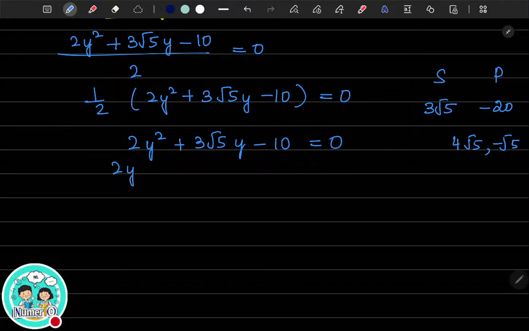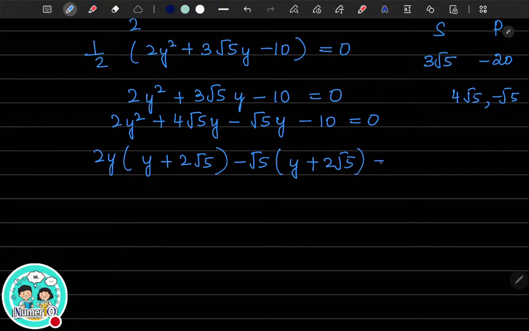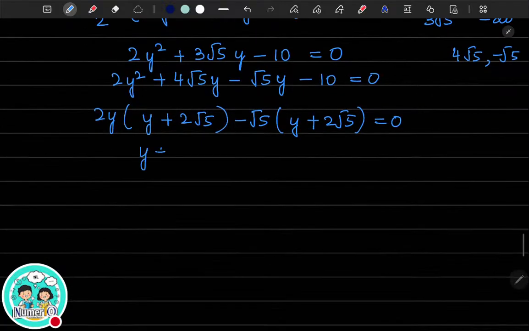So let us go ahead. 2y square plus 4 root 5y minus root 5y minus 10 equal to 0. So what is common? 2y common. So y plus 2 root 5. Again, minus root 5 common out. So you'll have y plus 2 root 5 equal to 0. Okay, so y plus 2 root 5 is one factor. The other one is 2y minus root 5 equal to 0.